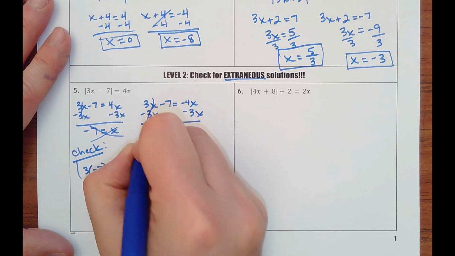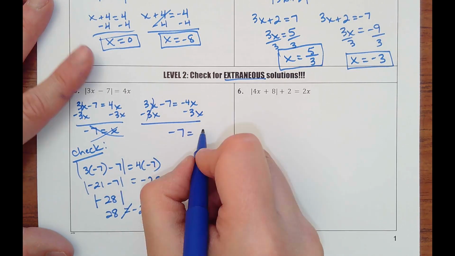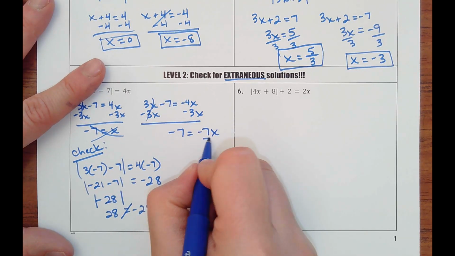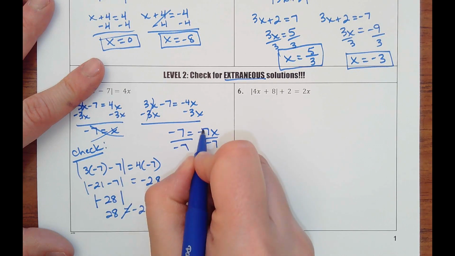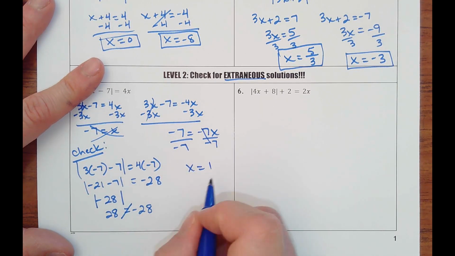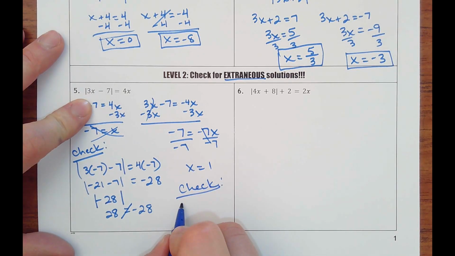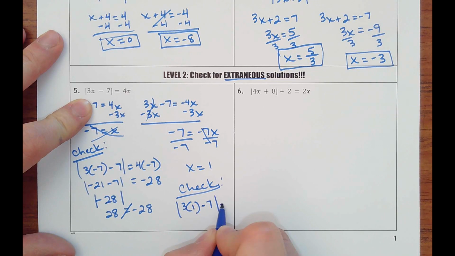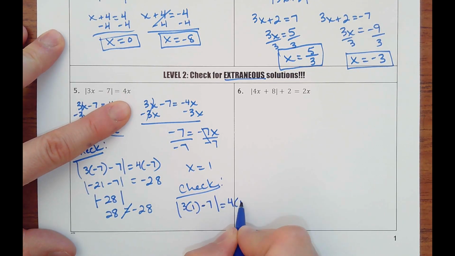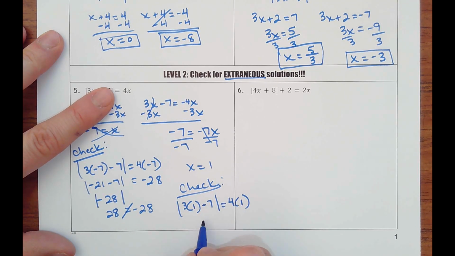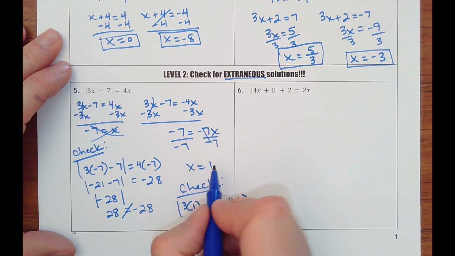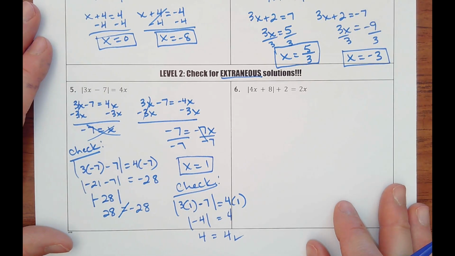I'm going to subtract 3x. I get -7x divided by -7. So x is 1. Let's check. So this would be 3 times 1 minus 7 needs to equal 4 times 1. 3 minus 7 is -4. Absolute value, that's 4. And 4 times 1 is also 4. So that checks out. That works.